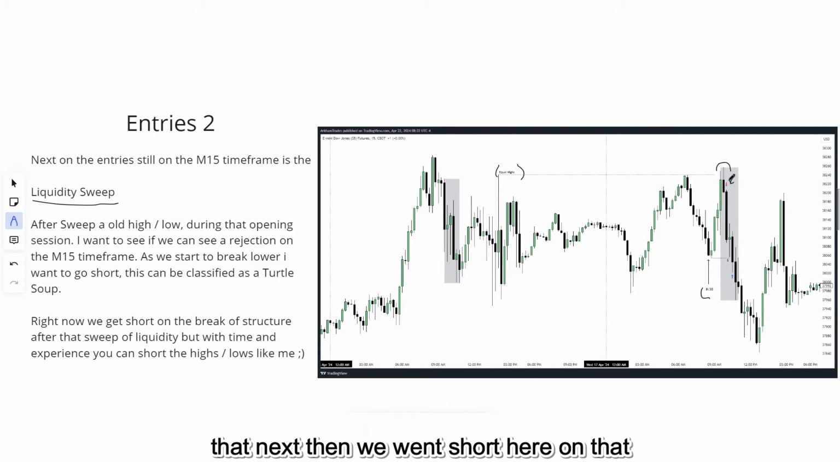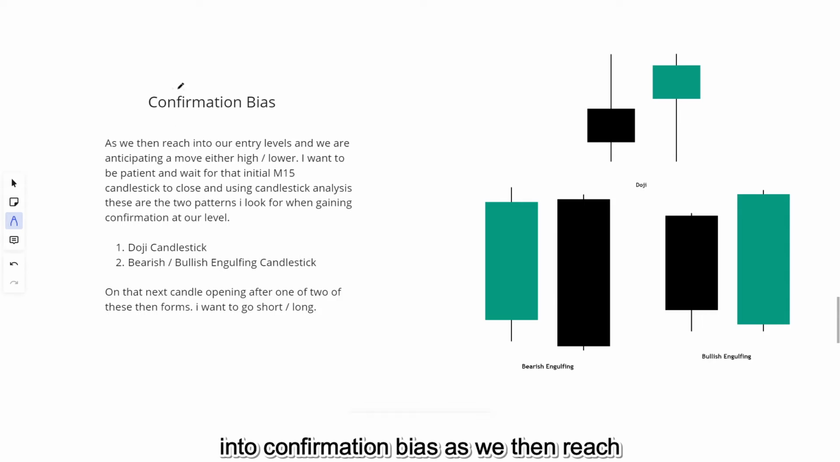Then we went short here on that next candlestick after price then swept liquidity and broke structure to the downside, and we took our profits below this low. This is the liquidity sweep, a very, very good entry model that I look for. Now let's get into confirmation bias.